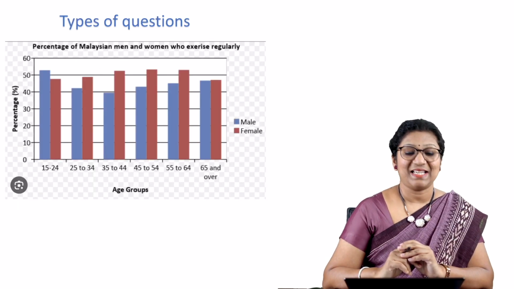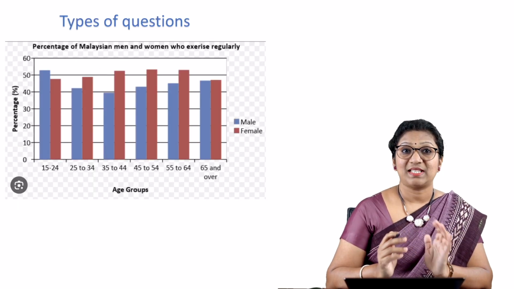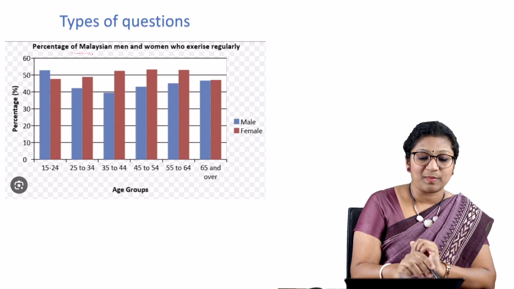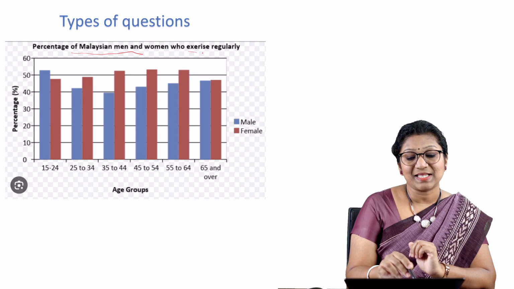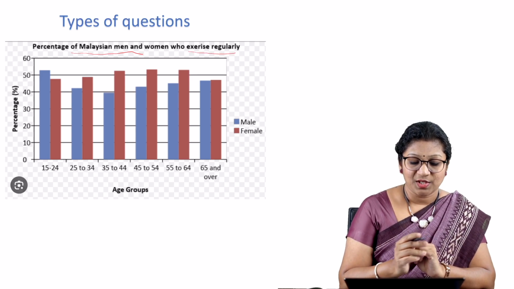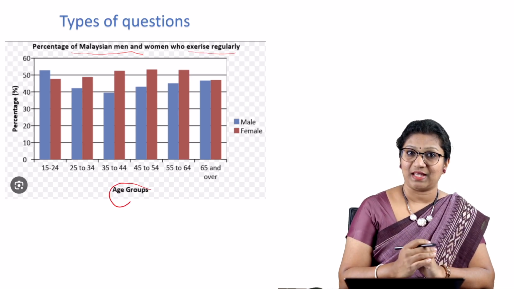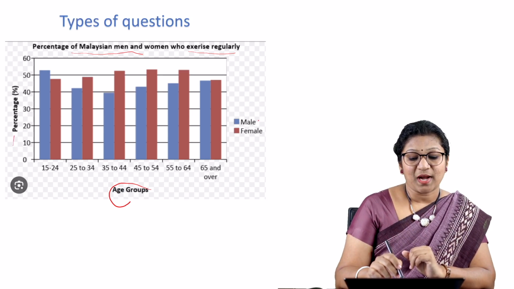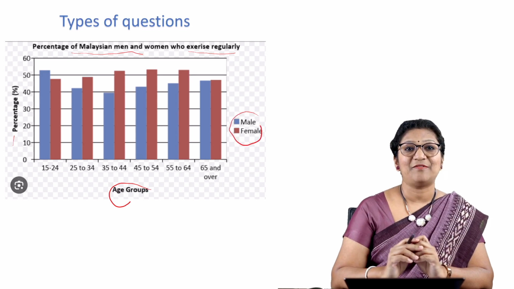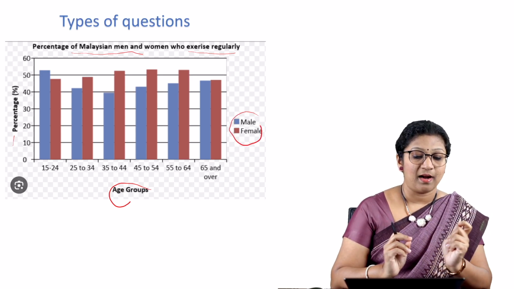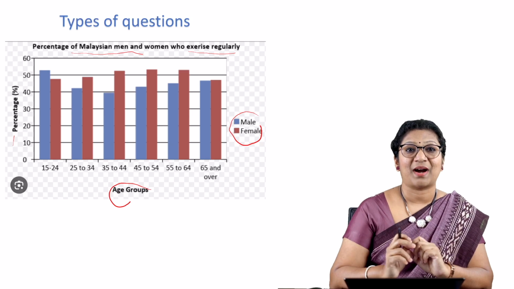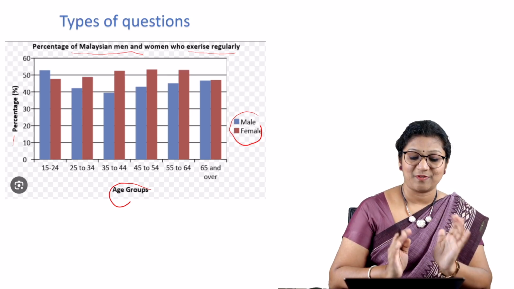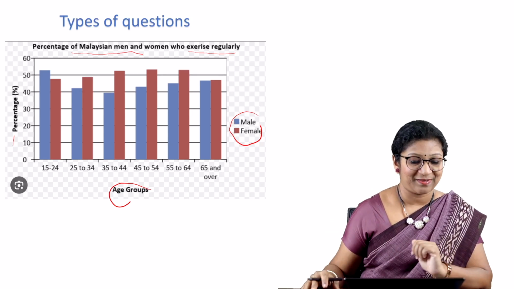The second possibility is a bar graph. You can see the bar on screen. It says percentage of Malaysian men and women who exercise regularly. So you have the age group given on the x-axis and the percentage given on the y-axis, and you have data coded as male and female using the blue and maroon bars. So yes, information is plotted over different age categories starting from 15 years to over 65.